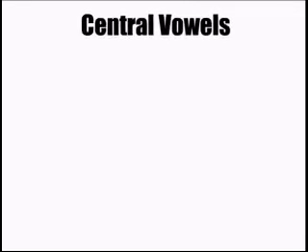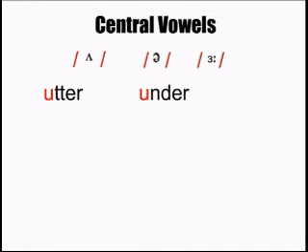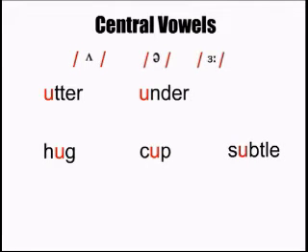In this lesson, we will learn about central vowels. Uh occurs initially as in utter, under, medially as in hug, cup, subtle, yet it never occurs finally.